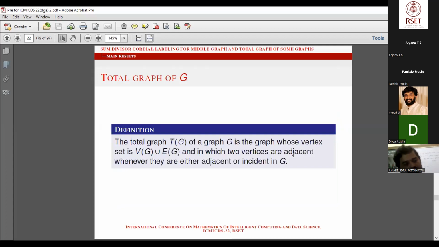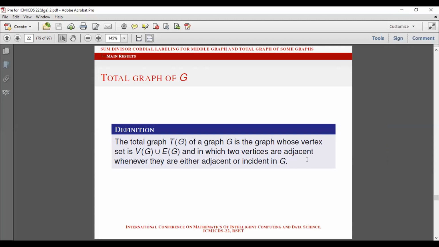This is another main definition for this presentation, the total graph of G. The total graph of G is the graph whose vertex set is V of G union E of G, the edges of G, and in which two vertices are adjacent whenever they are either adjacent or incident in G. In the previous definition they are not incident, they are only adjacent, but in this one, if it is incident, then we need to join that one also.